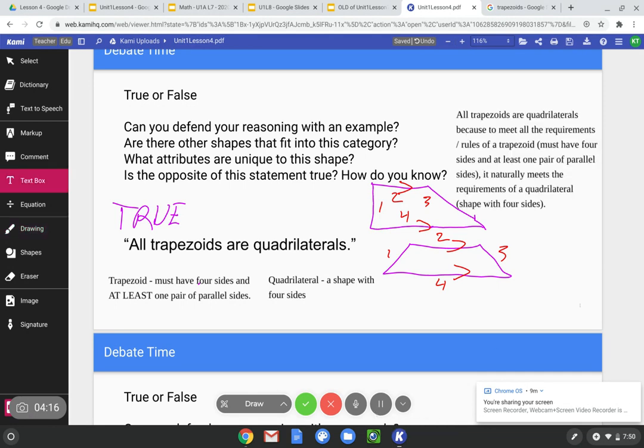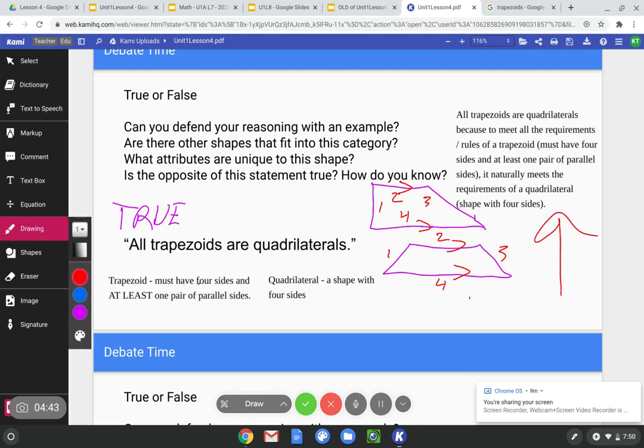So here is our written out answer. We have all trapezoids are quadrilaterals because to meet all the requirements or rules of a trapezoid, and those rules are must have 4 sides and at least one pair of parallel sides, it naturally meets the requirements of a quadrilateral, which is a shape with 4 sides. So to support our answer, we have a picture and we have a use of definitions. So we have a well-rounded answer with valid evidence and support.